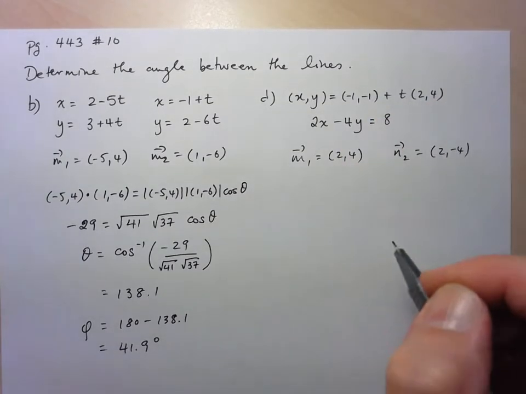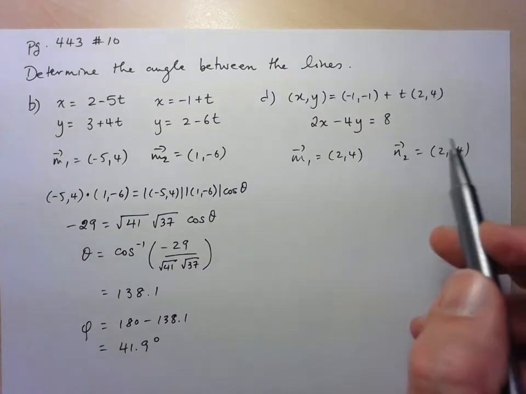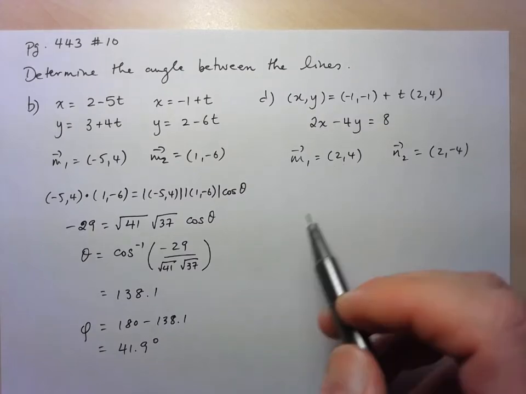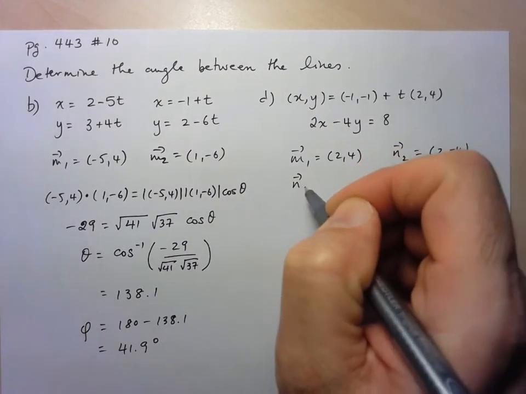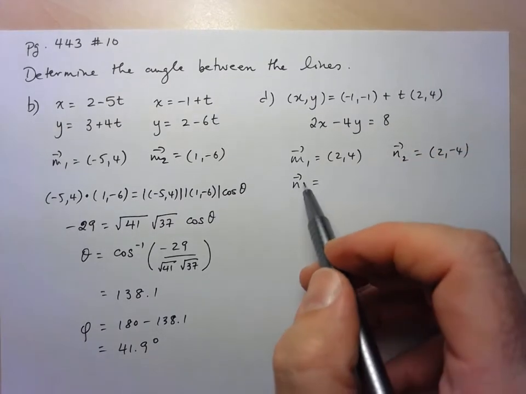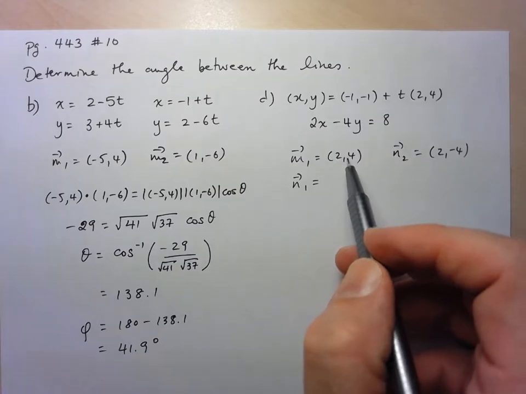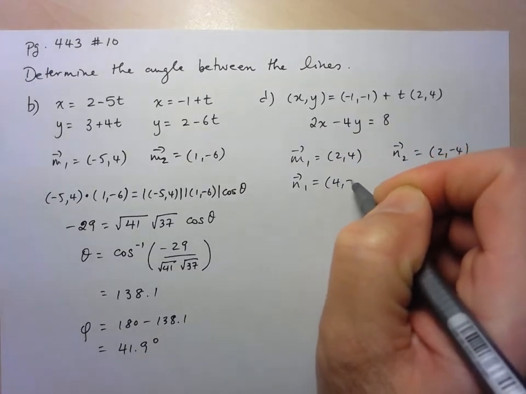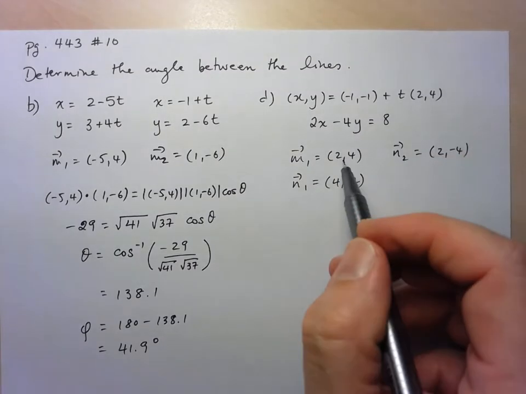We have two options here. I can either turn this into a normal vector, or I can turn this into a direction vector. Either one will give you the correct answer. Here I'll turn this into a normal vector. Since a normal vector is perpendicular to that one, all we have to do is flip the x and y coordinates and change the sign on one of them. So 4, negative 2 would be a vector perpendicular to that one. Negative 4, 2 would also work.